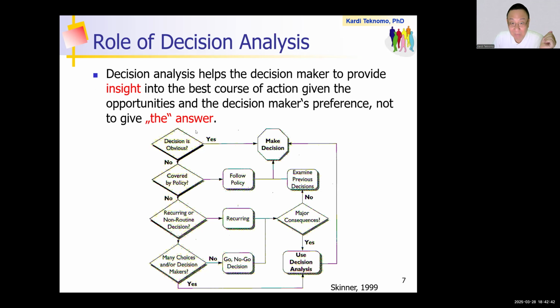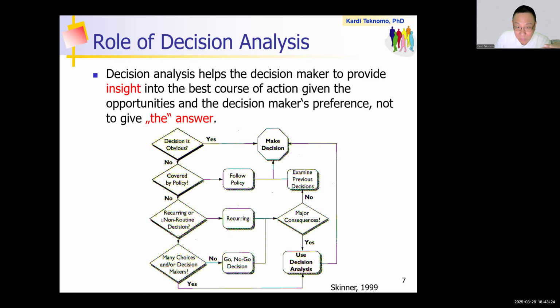So, this flow chart, look at this. If your decision is obvious, yes, then you make the decision based on instinct, so you don't need decision analysis. If your decision is not obvious, the next question is, is it covered by the SOP, the policy? If it's already standardized, you just follow that standard and make the decision. You don't need decision analysis. Is it clear?